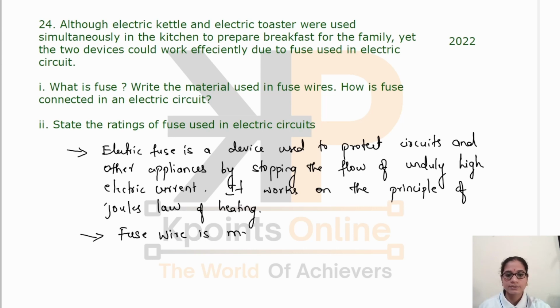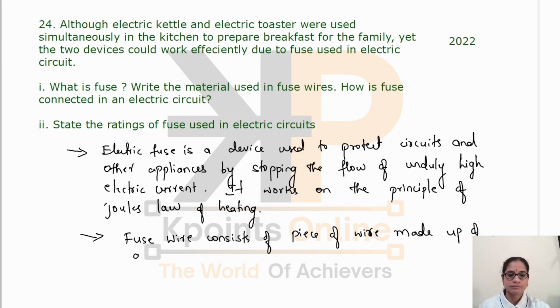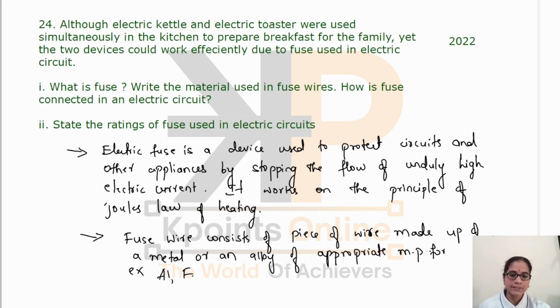Fuse wire consists of a piece of wire made up of metal or an alloy of appropriate melting point. For example, aluminium, iron, lead, copper, etc.